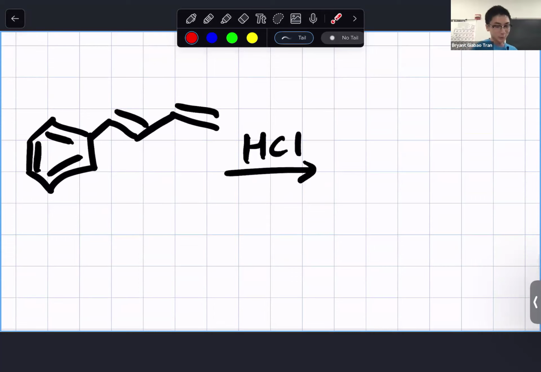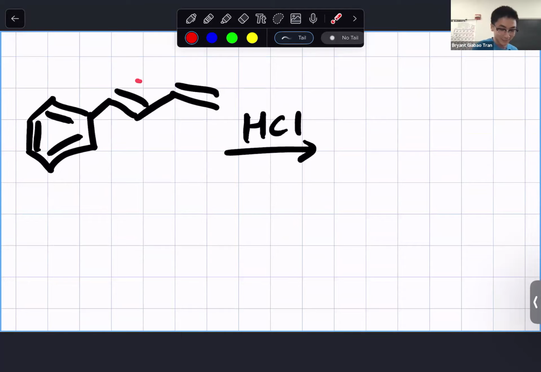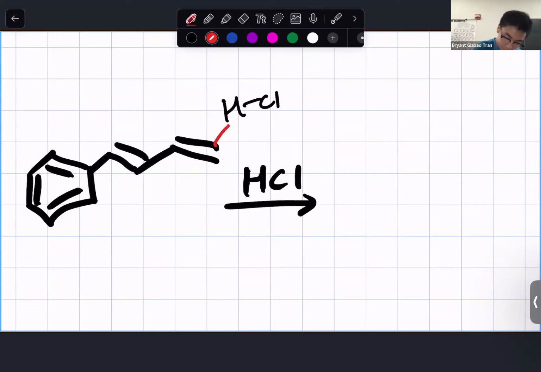Wait, don't do that trick. That trick is not good all the time. So let's just do it one at a time. Let's focus on this alkene here. We know that this carbon here will give us the more stable carbocation. So we want to protonate the less stable, less substituted side.